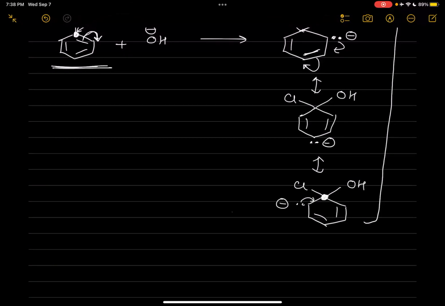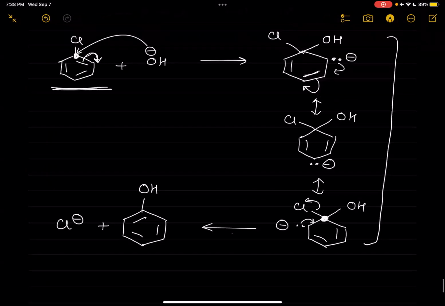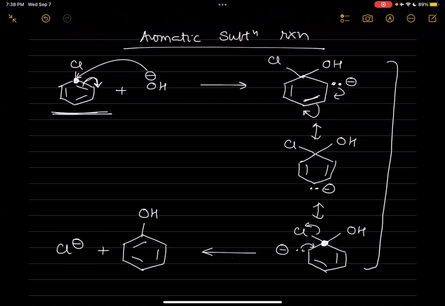And who will be pulled out? The one which is more electronegative, or the group which can come out very easily. That is Cl minus. So the next step is this minus charge forms this, and Cl minus comes out. Is it clear?